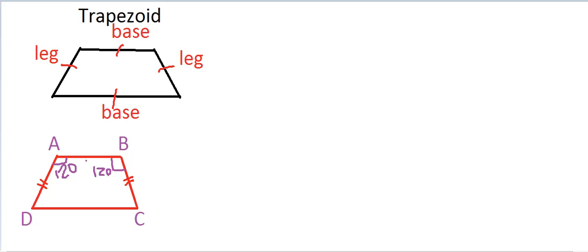Now, since this is still a quadrilateral, angles B and C are supplementary. Therefore, this measures 60, because 120 plus 60 is 180. And the other base angle, which is congruent to angle C, is angle D. So this is also 60. Can you see it?